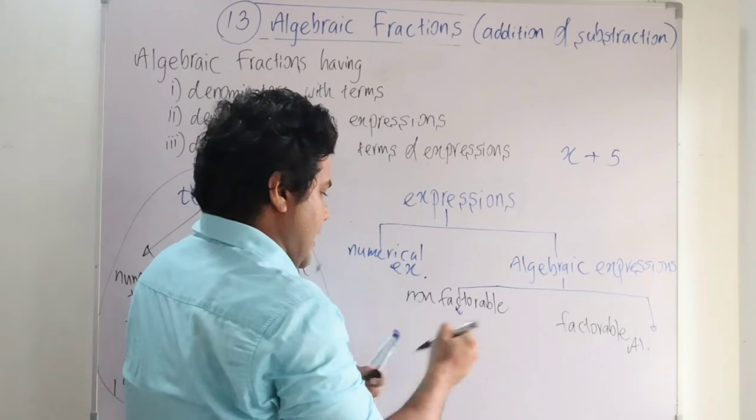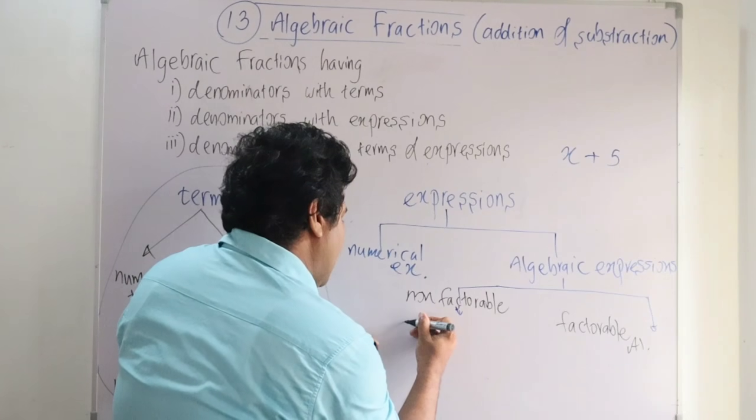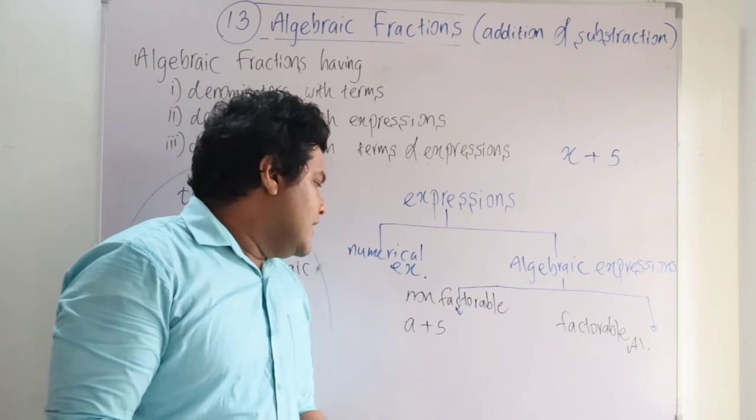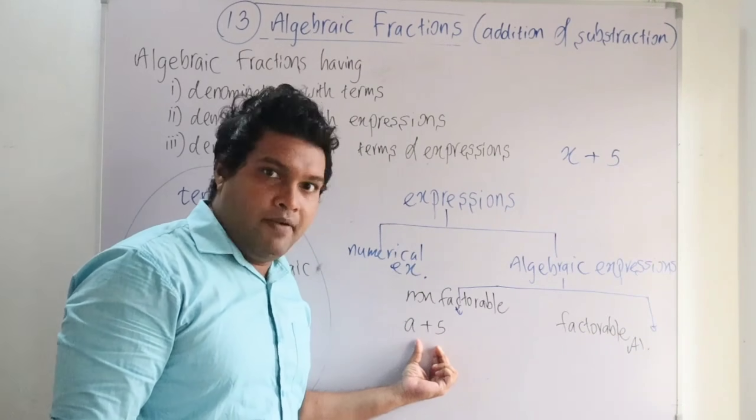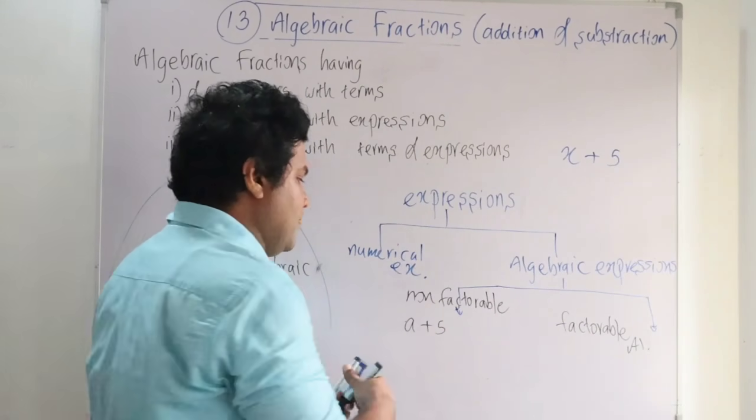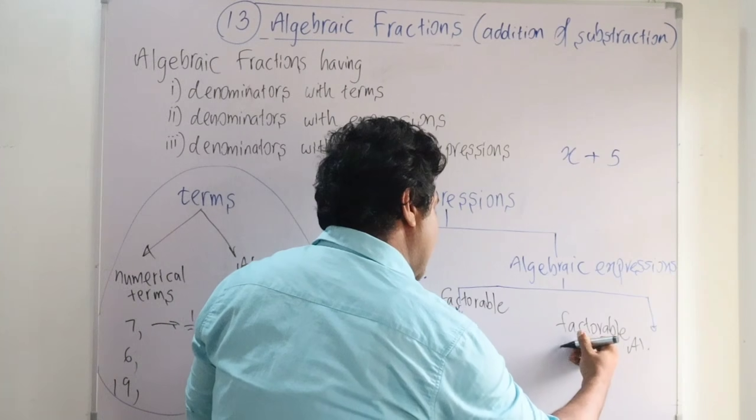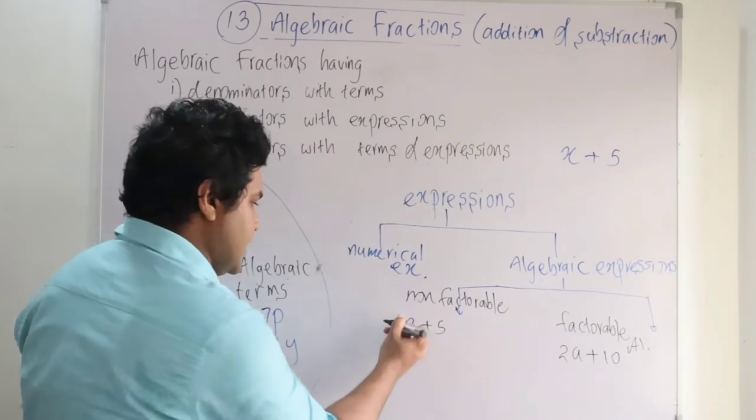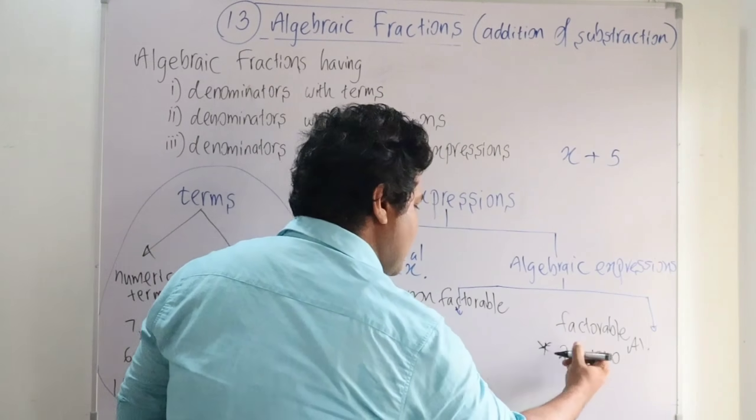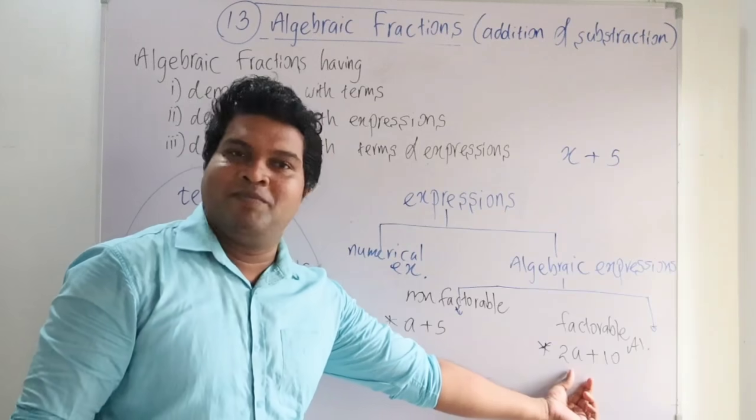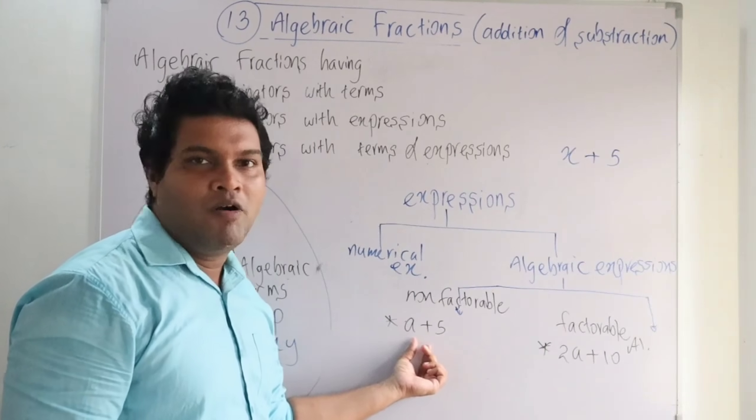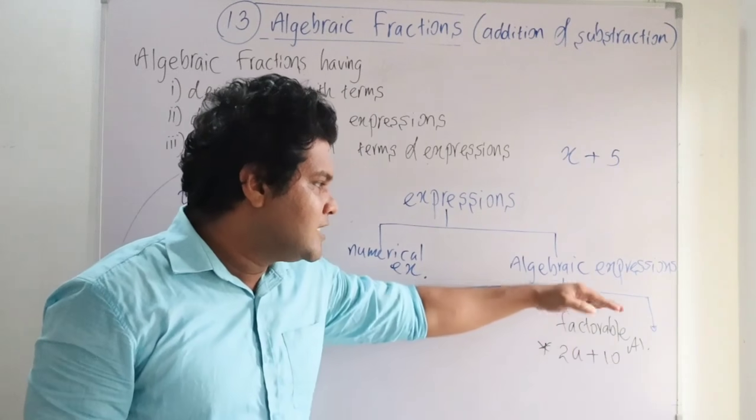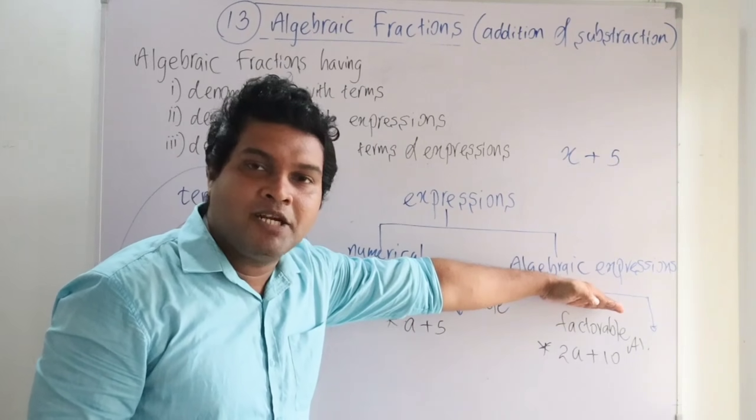Let's see. If I write down a plus 5, does a plus 5 have factors? Never. Compare it with 2a plus 10. See the difference, a plus 5 and 2a plus 10. This one is factorable, but a plus 5 is not factorable any more. Therefore, this is called a non-factorable algebraic expression, and this will be a factorable algebraic expression.